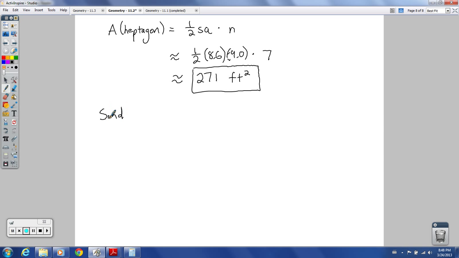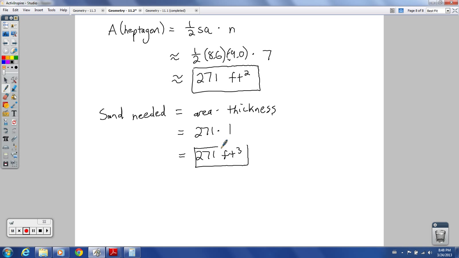Since the sand is only going to be 1 foot thick, the last question is actually really easy to answer from there. The sand needed is going to be the area times the thickness, but since the thickness is just 1, we're just taking 271, multiplying it by 1, and we have the same thing then, 271 feet cubed is the volume of sand we would need to purchase. It's a lot of sand, but you want your kids to have fun in the sandbox, right?